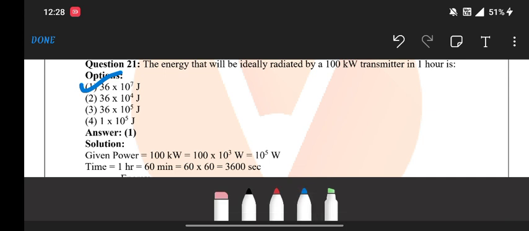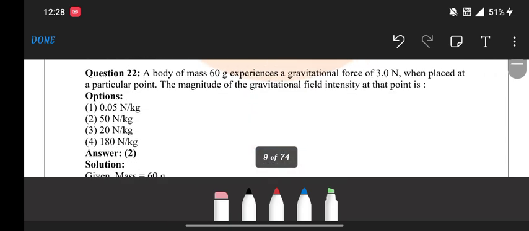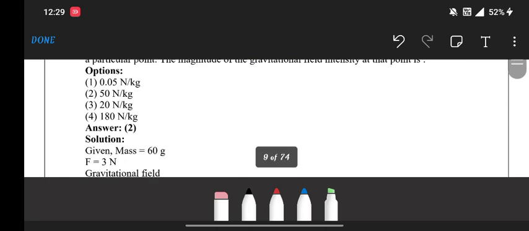So moving on to our next question, that is question number 22. Here they said that a body of mass 60 gram experiences a gravitational force of 3 Newton when it is placed at a particular point. The magnitude of the gravitational field at that point, what will it be?